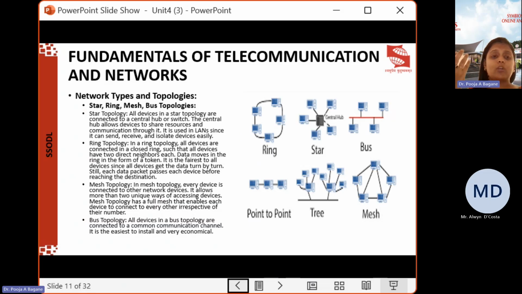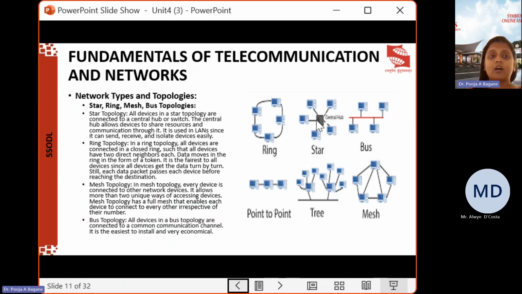So here are different types of topology. The first one is the star topology, then ring topology, mesh topology, bus topology, point-to-point topology, tree topology, and so on. We will discuss them one by one. First one is the star topology. If you check the middle diagram in the first row, that is a star topology.